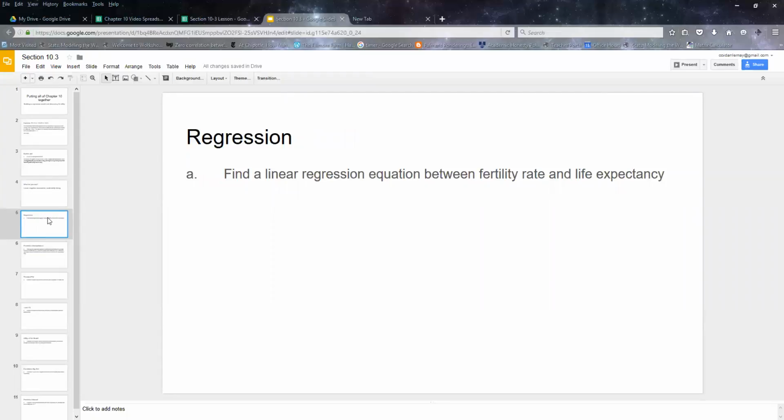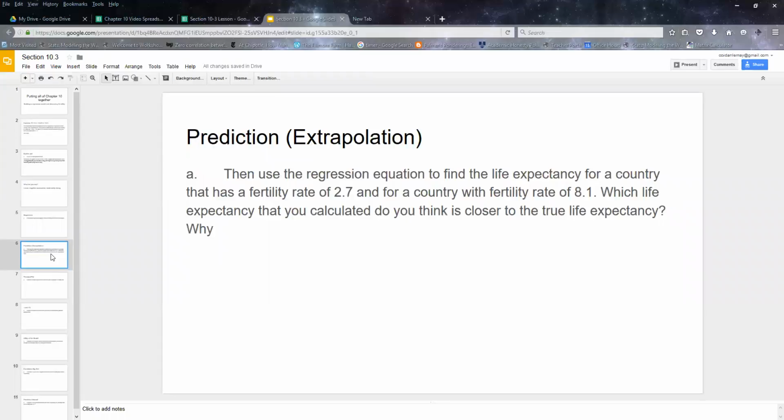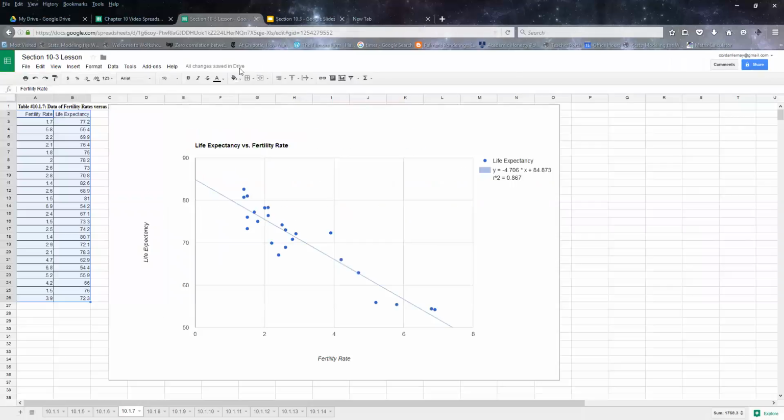They want us to find a regression equation, which we did with the scatter plot. Now we want to make a prediction. So use your regression equation to find the life expectancy of a country that has a fertility rate of 2.7 and another one for another country of 8.1. So let me go back to my spreadsheet.